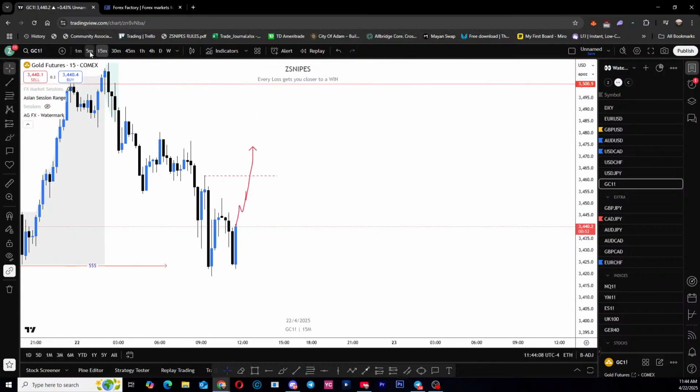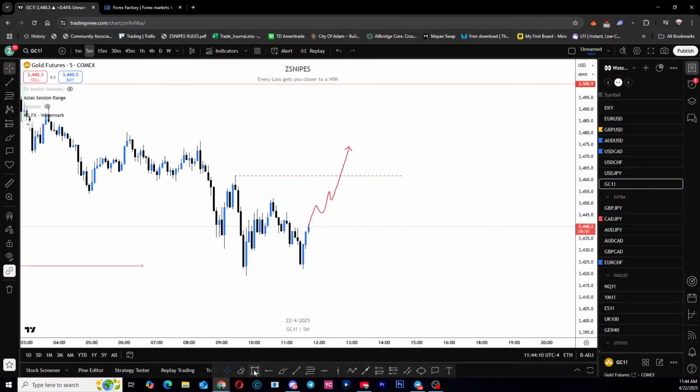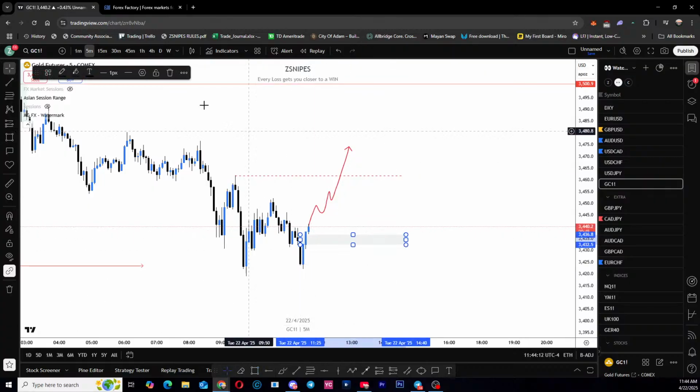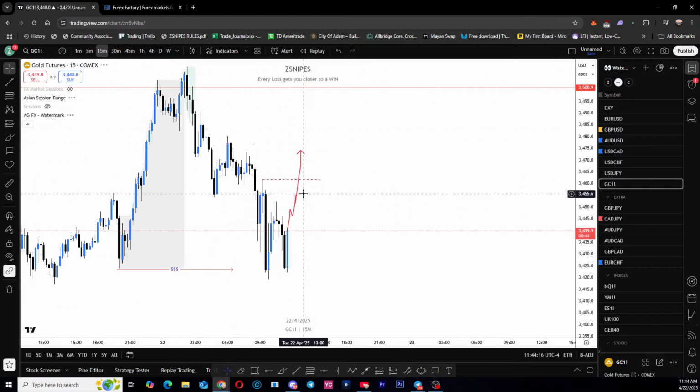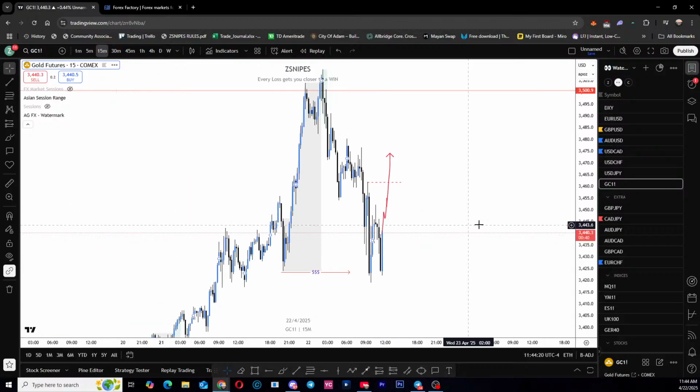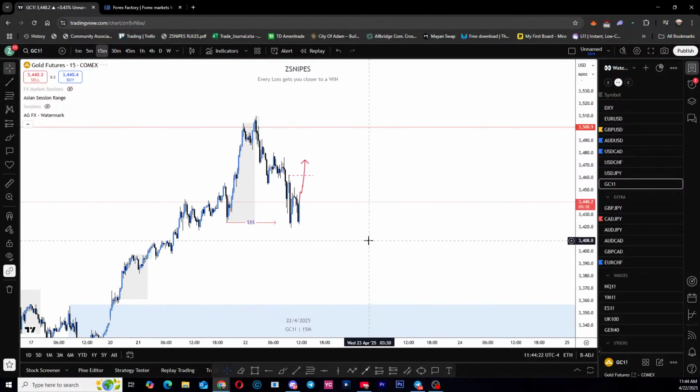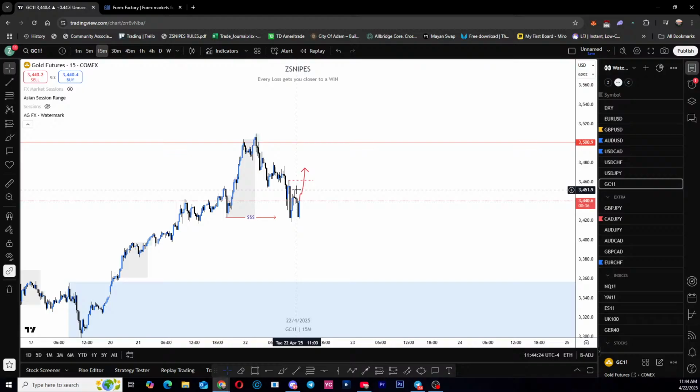See, 5 minute. Let's go to the 5 minute right here. Something like this. Probably not this deep. Hopefully we create some more as we go higher. Maybe we create a 15-minute imbalance. That'd be better. Yeah, we're in no man's land right now, so you kind of want to be careful.